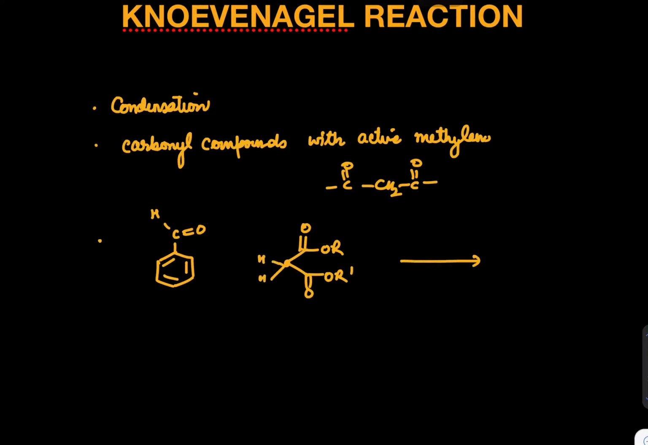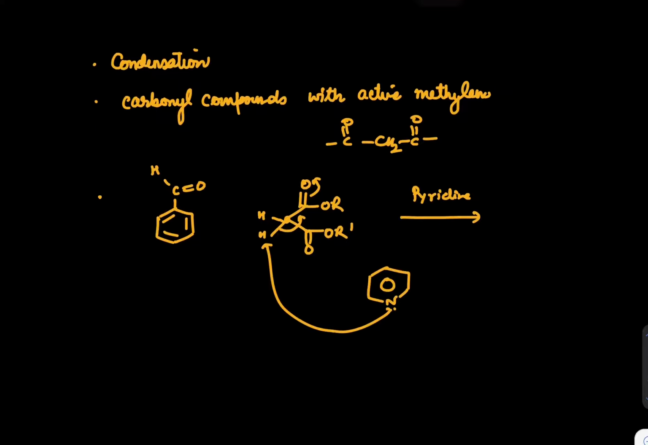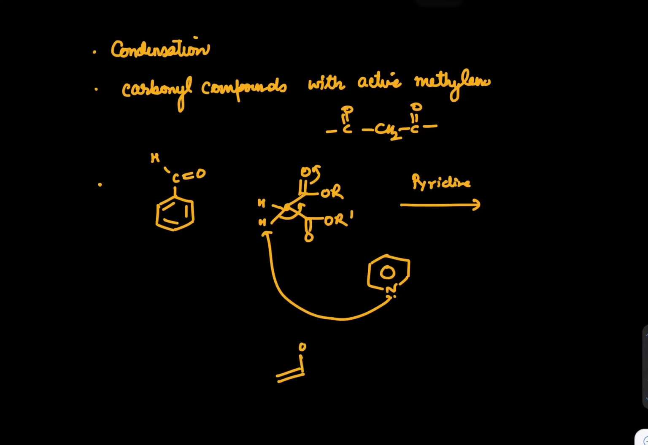We take a base here. Let's say we take the example of a base like pyridine initially. So what does pyridine do? Pyridine is a base which will grab the H plus from this place and create an enolate. If you look at this part, it will become like this, O minus, OR, and at this place we have C double bond OR'.